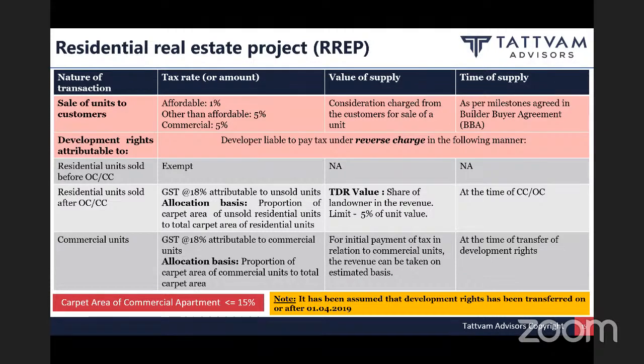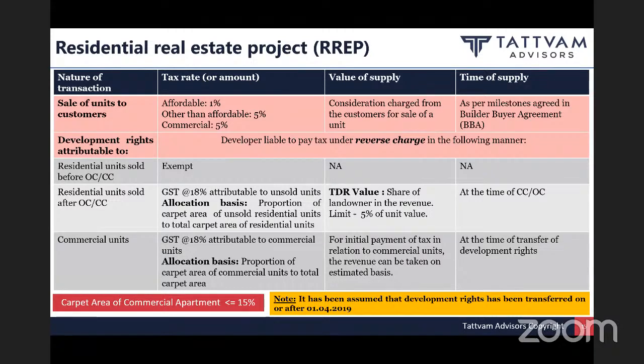So let me take an example. I have transferred the development rights to a developer. He will build a residential real estate project. He will build 100 units. 90 will be residential units. 10 will be commercial units. He will sell this entire 100, and we are discussing a revenue sharing arrangement. So this developer will sell the entire 100 units to the end customer, and I will get 40% of the revenue which is realized by the developer.